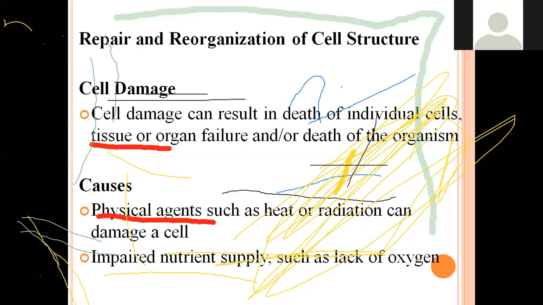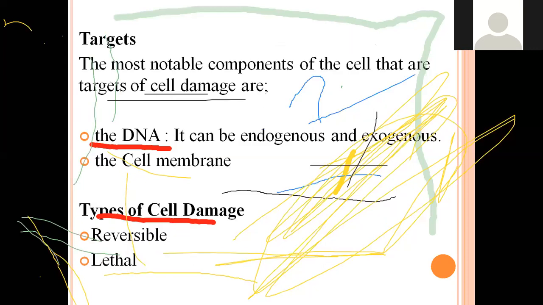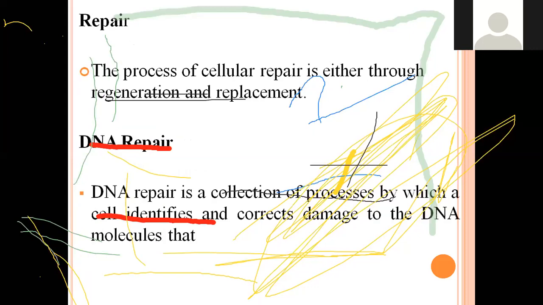We want to look at the type of cell damage. We have reversible and lethal, or irreversible. And moving on, I will quickly look at repair. The process of cellular repair is either through regeneration or replacement. So the process could either be regeneration of the cell, that is multiplication of that cell, bringing on new cells, or replacement of that particular cell.